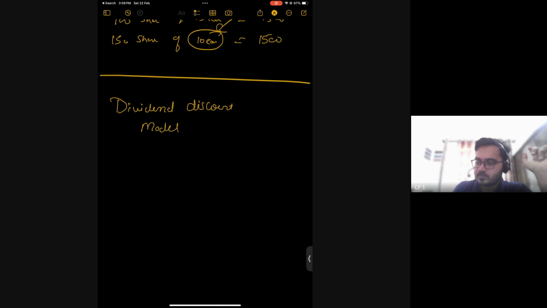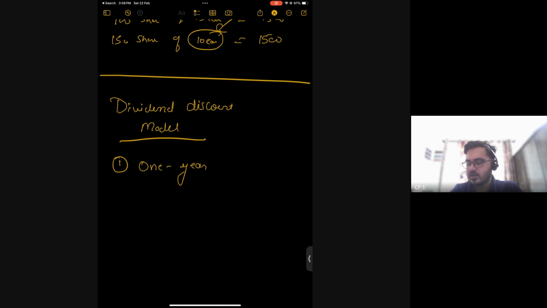So now it will become a little more intensive in terms of calculations. We'll look at different sort of models. The first one, which we had declared, was dividend discount model. A dividend discount model can be for multiple periods. Let's look at the most simple example, which is 1 year DDM, which is 1 year dividend discount model.